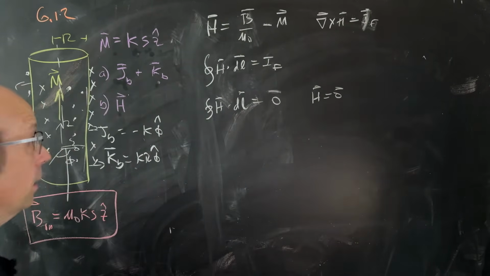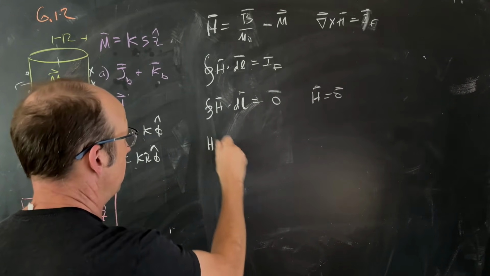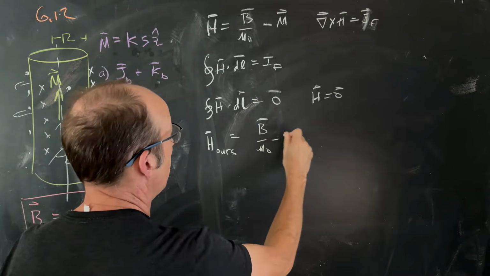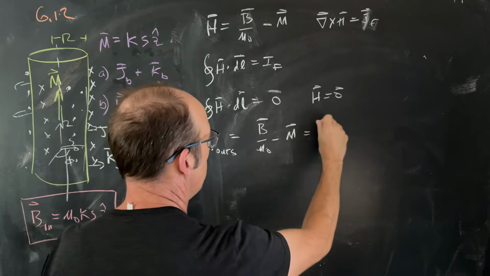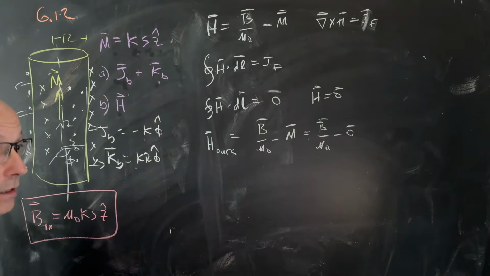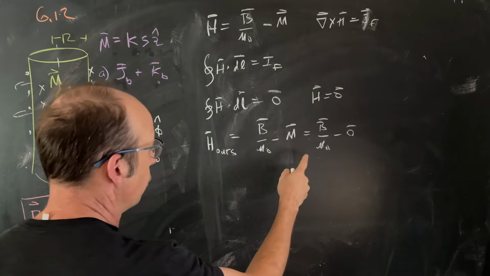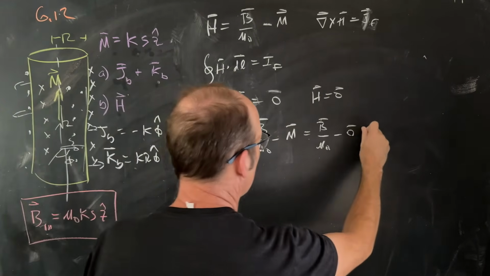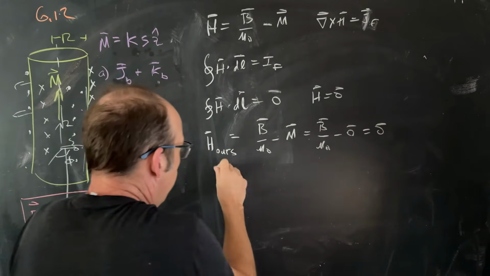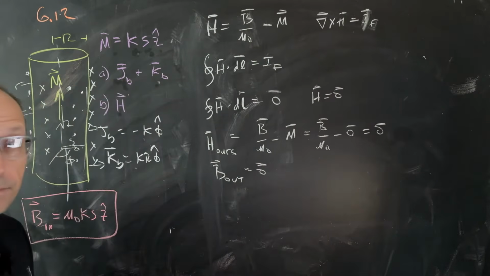both inside and outside. So now I can go outside and I can say H outside is equal to B over mu naught minus M, which is B over mu naught minus 0. The magnetization outside of the cylinder is 0. There is nothing there. There is no magnetization. So if that's true and H is 0, then B over mu naught minus 0 is 0, so the only solution is B out is 0. That's what we got before.